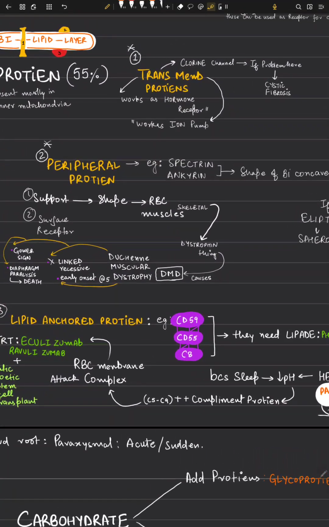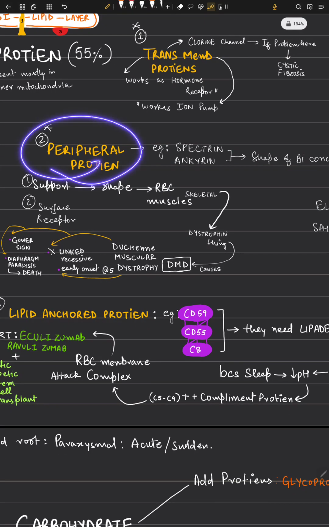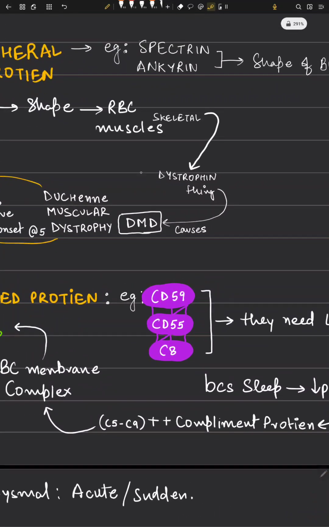So this peripheral protein has a lot of functions. First is to support the shape. And which shape? I'm talking about RBC shape, okay? I'm not talking about the shape of something else. So we need the peripheral protein for the shape of RBC. And if you have bad peripheral proteins, if something is wrong with it, then there's a thing called dystrophin.